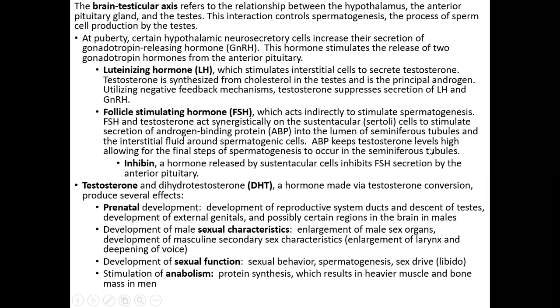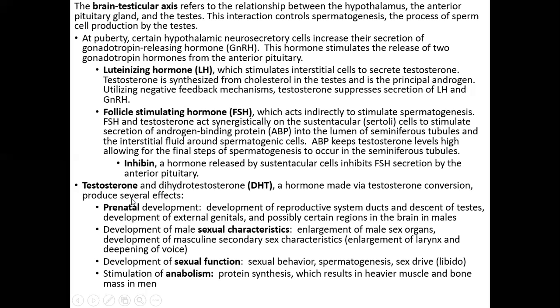Inhibin is not a hormone of the anterior pituitary, but it's released by the sustentacular cells of the testes, and it will inhibit FSH secretion by the anterior pituitary. So I've been mentioning testosterone. There's also what we call dihydrotestosterone, or DHT, which is just made when testosterone is converted.